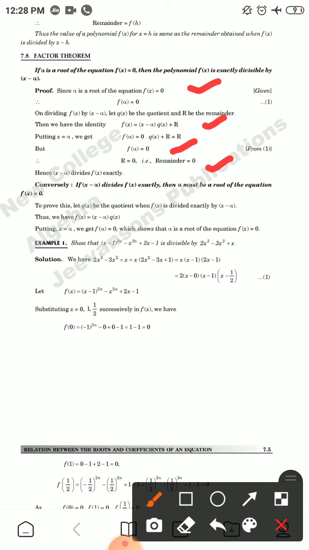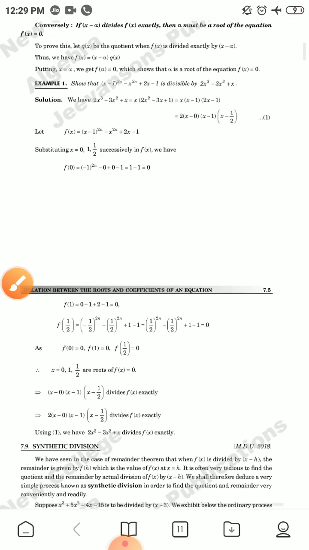Conversely, if x - alpha divides f(x) exactly, then alpha must be a root of the equation f(x) = 0. To prove this, let q(x) be the quotient when f(x) is divided exactly by x - alpha. Thus we have f(x) = (x - alpha) q(x). Putting x = alpha, we get f(alpha) = 0, which shows that alpha is a root of the equation f(x) = 0.